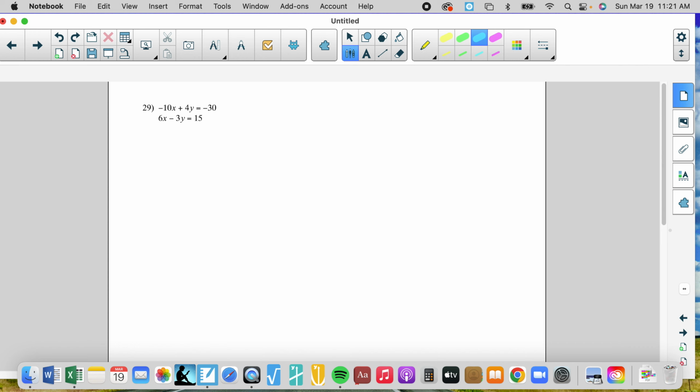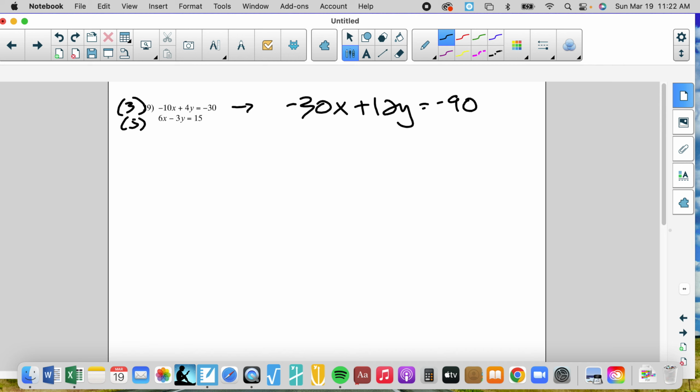So 6 and 10. What is the least common multiple of 6 and 10? It's 30. So negative 10 times 3 would be negative 30, and 6 times what would give me 30? So 6 times 5 would give me my positive 30. So 3 times negative 10x is negative 30x. 3 times 4y gives me 12y. 3 times negative 30 is negative 90. Now I'm multiplying the bottom equation by 5.